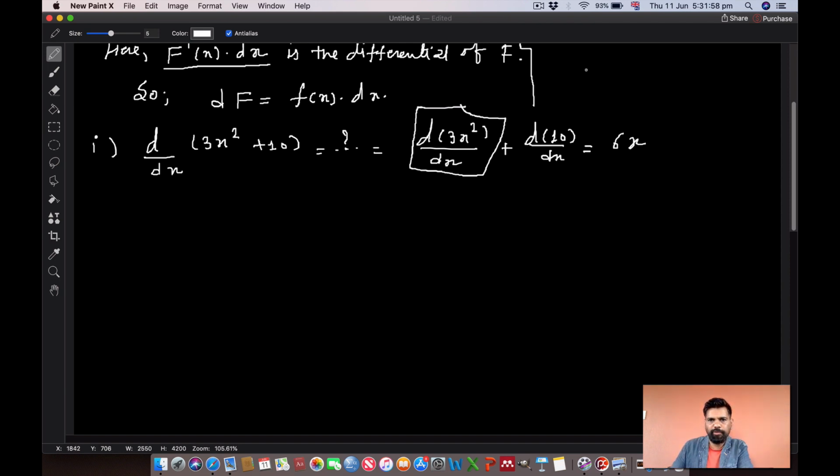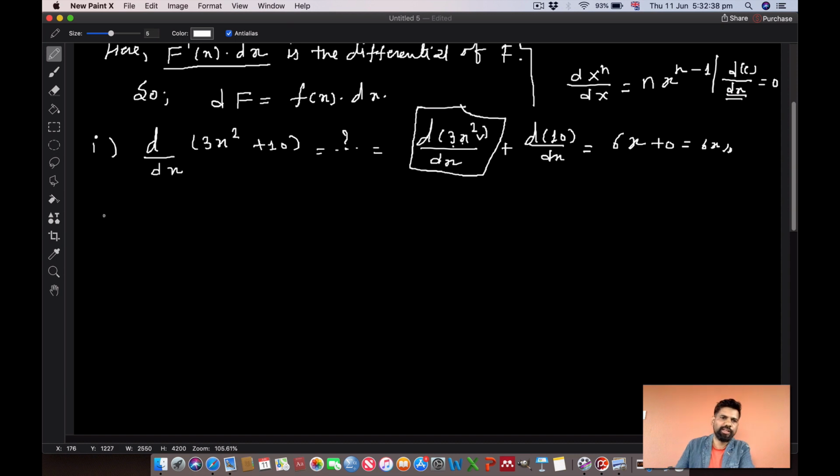Now you can see the derivative of this part is 6x. We have the formula of derivative we already discussed: d of x to the n over dx is equal to n x to the n minus 1. That means n is the power and x is the base. So the power is 2, the base is x and the coefficient is 3, so 3 twos are 6x. The derivative of a constant is always 0. This is another formula we already discussed. 6x plus 0, finally we have 6x.